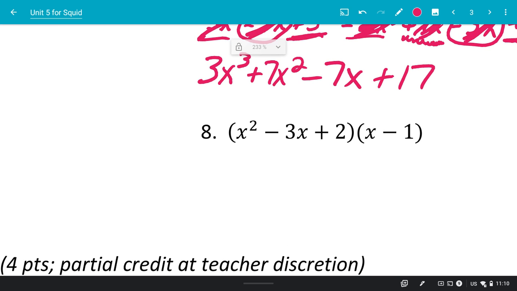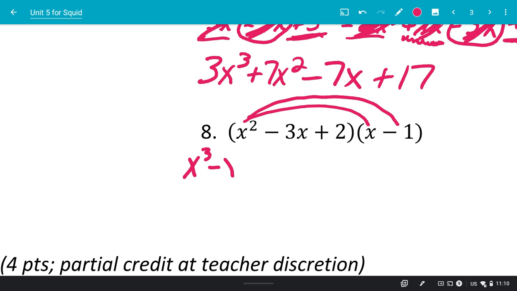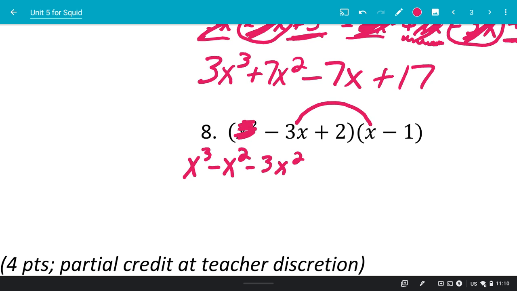Number 8 is the same thing. It's just there's a lot more, so you've got to take your time. Now I'm going to draw a couple lines and then erase them and draw a couple lines and erase them. Watch. I've got to take this x squared times x, which gives me x to the third. Good. Now x squared times negative 1 is negative x squared. So now I've done this first term times everything in the second. Now I just have to do the second term. Negative 3x times x squared is a negative 3x squared. Negative 3x times a negative 1 is positive 3x.